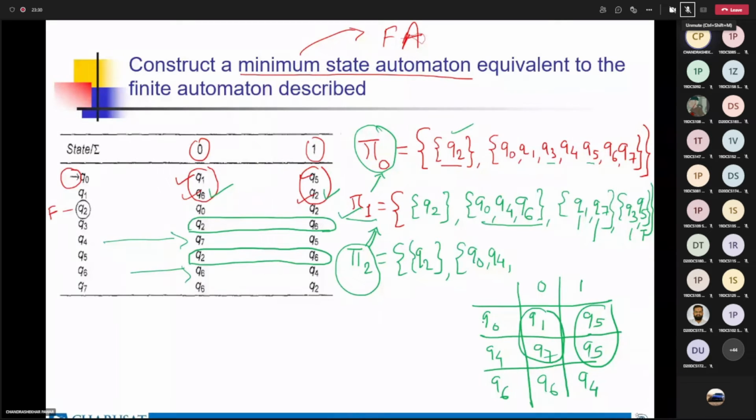Now we have to check the Q0 equivalence with the Q6. So Q1 and Q6 within the one set? Q1 is here, Q6 is here. So they are not equivalent. Q0 and Q6 are not equivalent. Why are they not equivalent? Please try to understand that Q1 and Q6 are not within the one set. When we have to prepare the pi2, we have to observe within the pi1. Understood? If you have not understood, then please ask me.